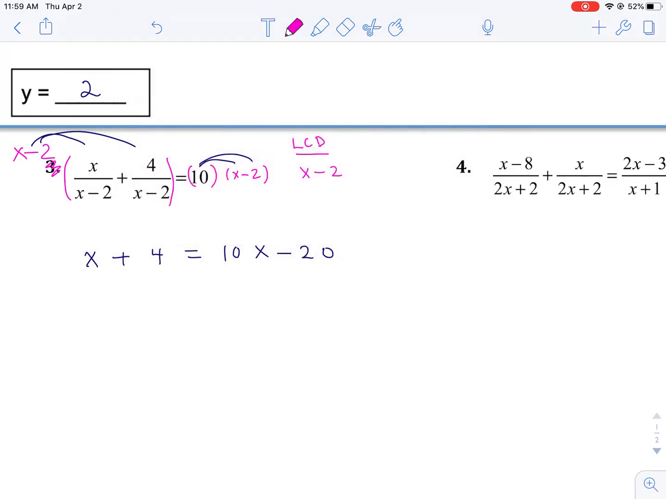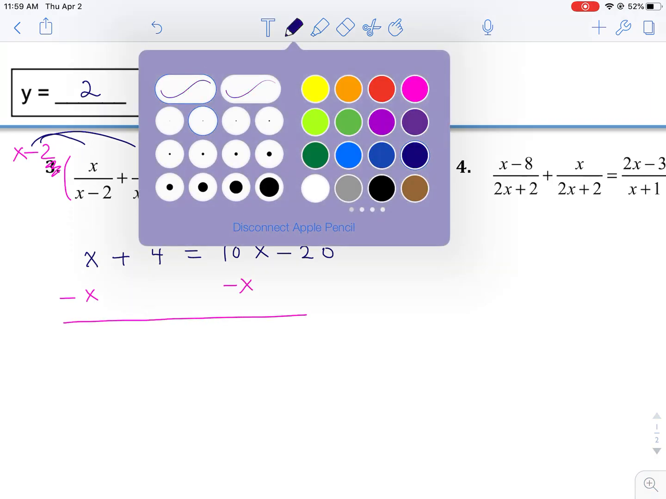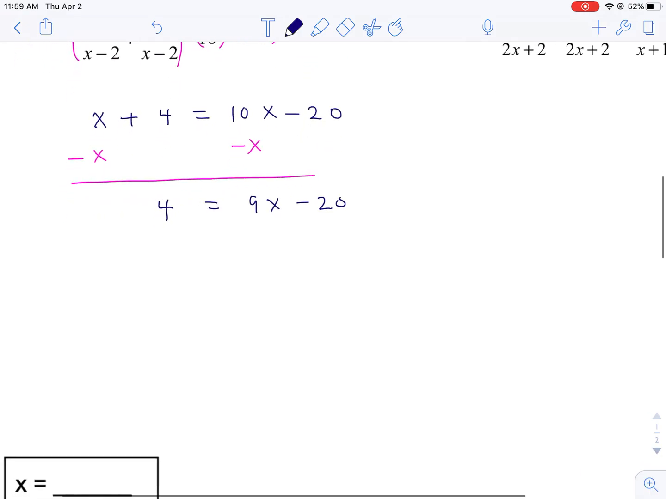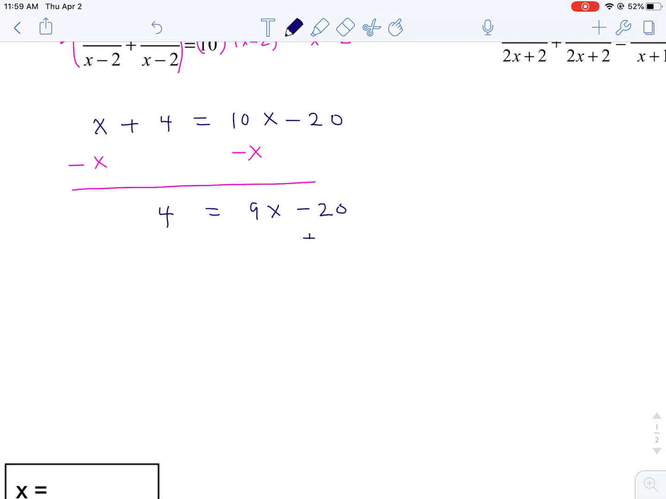And then we just pick a side for the x's. All right, I would subtract x from both sides. And that would give 4 equals 9x minus 20. And I suppose we should add 20 to both sides, shouldn't we? Add 20 here, add 20 there. Right, cancel it out. 9x is 24.